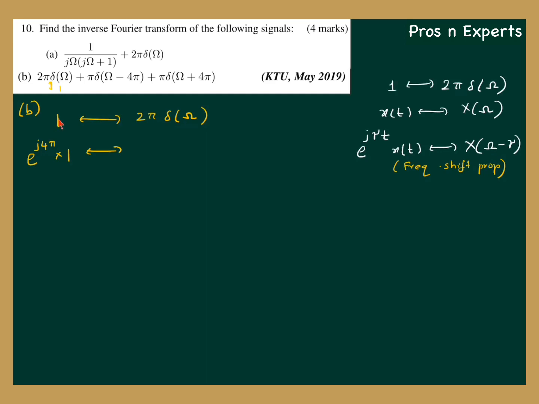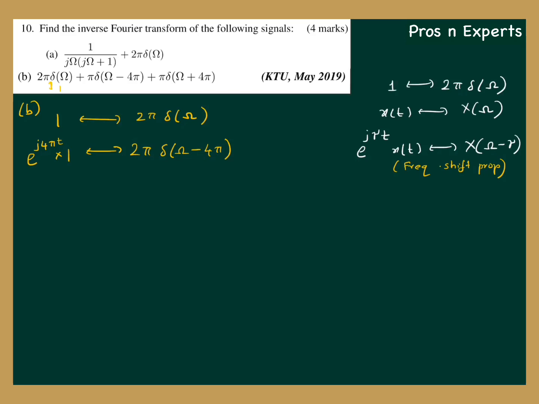Because here the x of t is 1, which gives some X of omega, and here this x of t is multiplied by e raised to j 4 pi t. So we are multiplying the signal 1 with e raised to j 4 pi t, and according to this property it should shift the frequency by 4 pi units. Okay, so 2 pi delta of omega minus 4 pi. You have to take note of the sign of the shift. Here there is a positive sign, plus j 4 pi t, but here it is a negative sign.